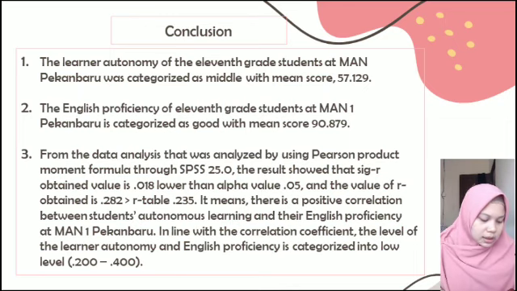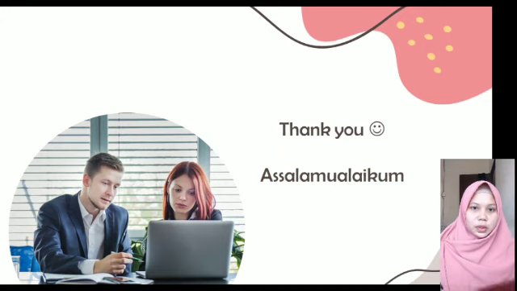It means there is a positive correlation between students' autonomous learning and English proficiency at Pekanbaru. And in line with the correlation coefficient, the level of learner autonomy and English proficiency is categorized as low level, in the range 0.200 to 0.400.